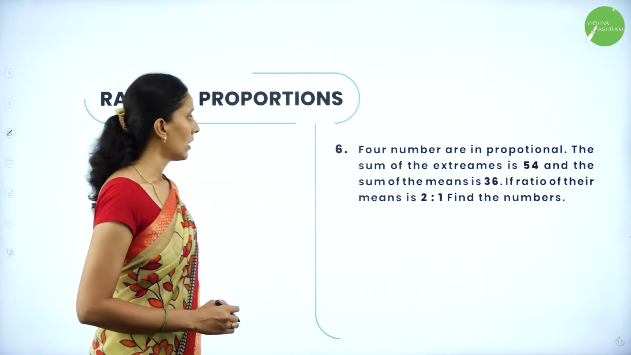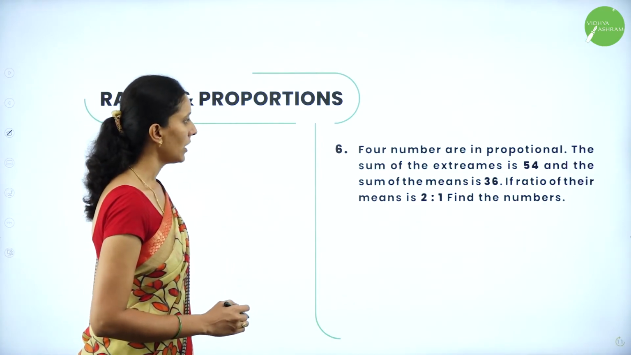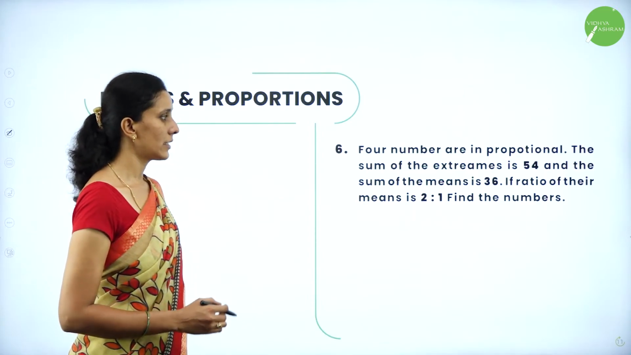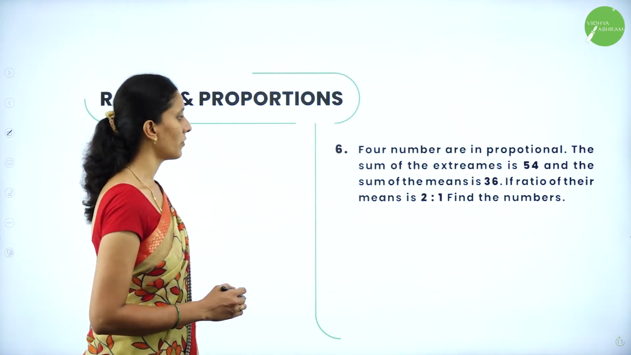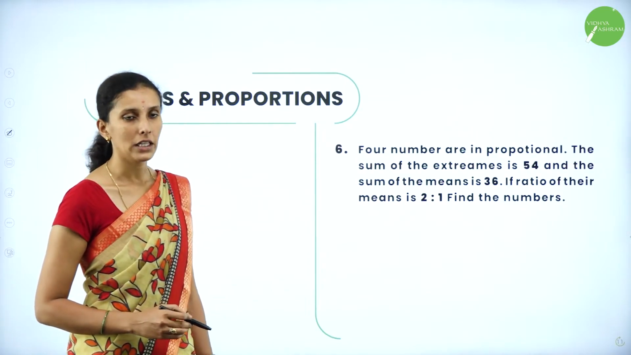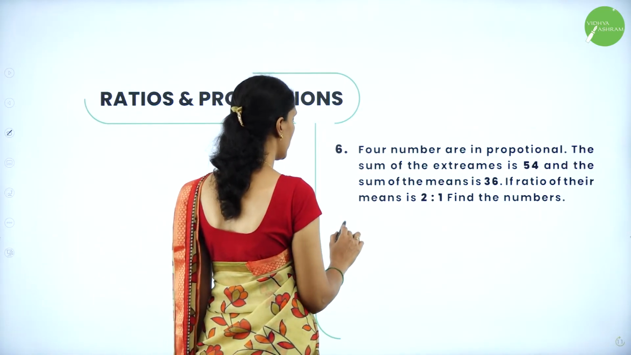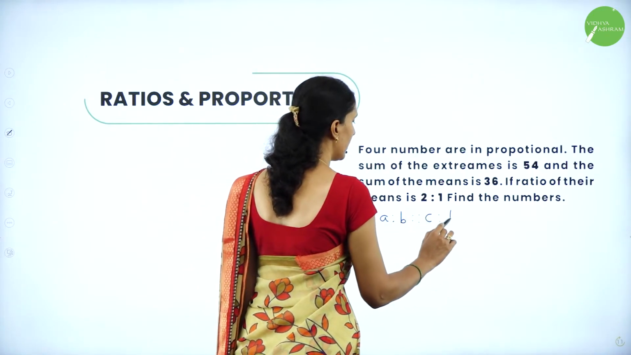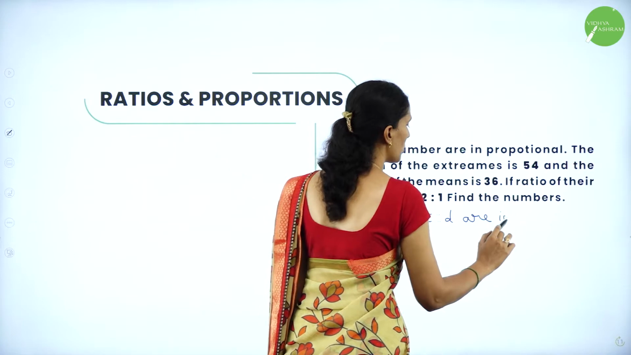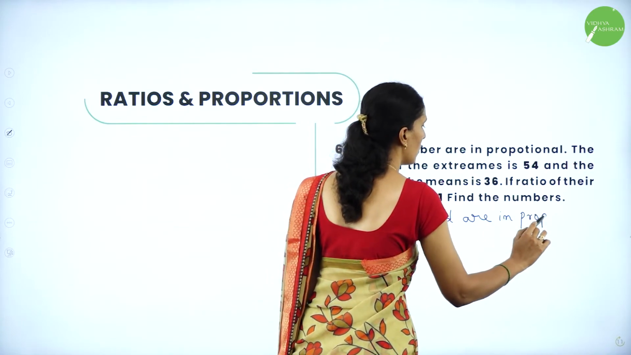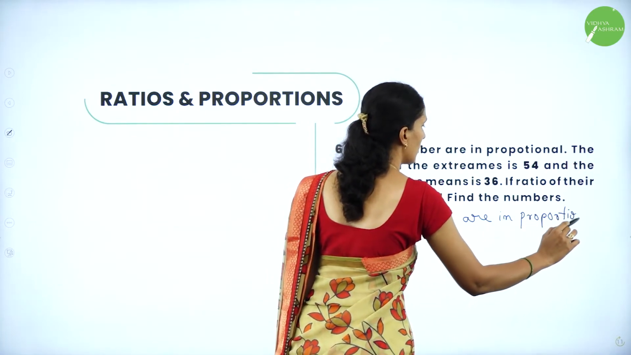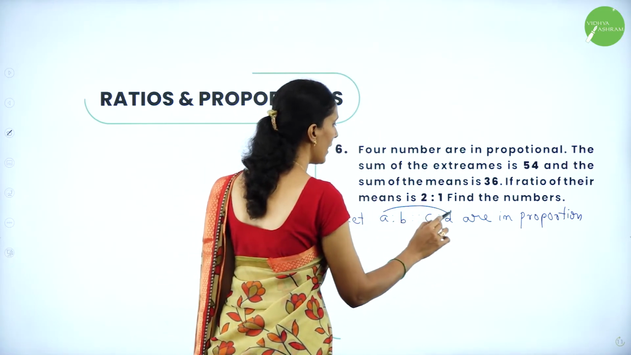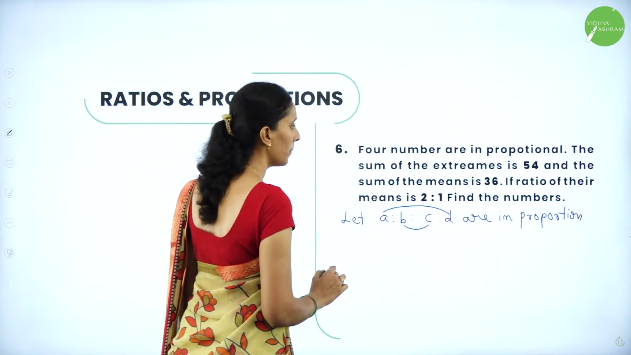Next question. The 4 numbers are in proportion. The sum of the extremes is 54 and the sum of the means is 36. If the ratio of their means is 2:1, find the numbers. So let A, B, C, D be in proportion. Then what is given? The sum of the extremes. What are the extremes? A and D are extremes, B and C are means.